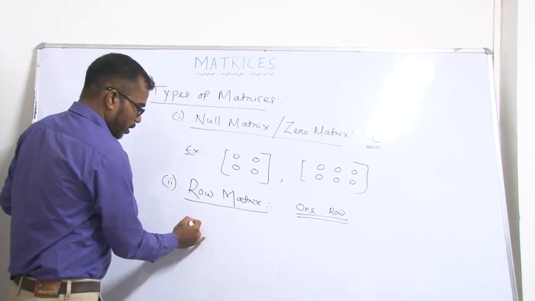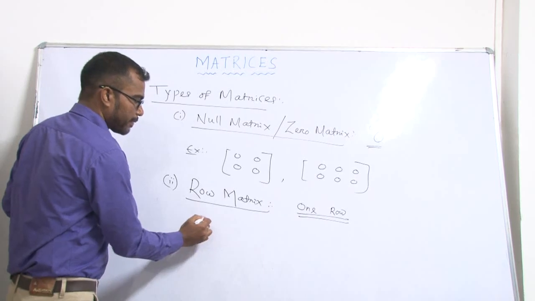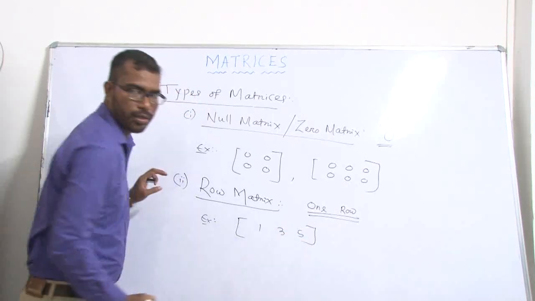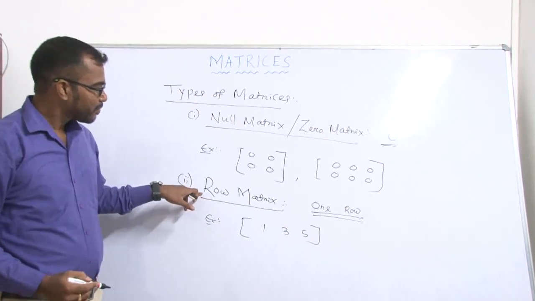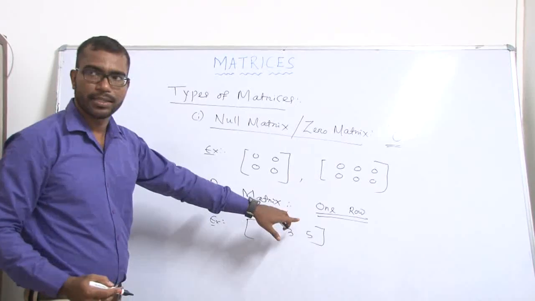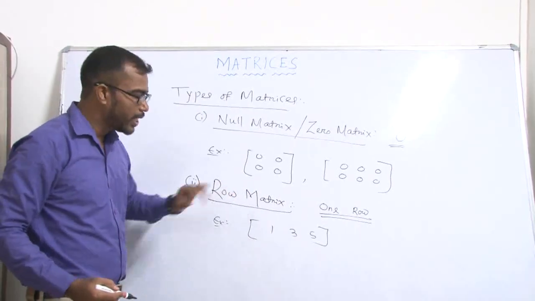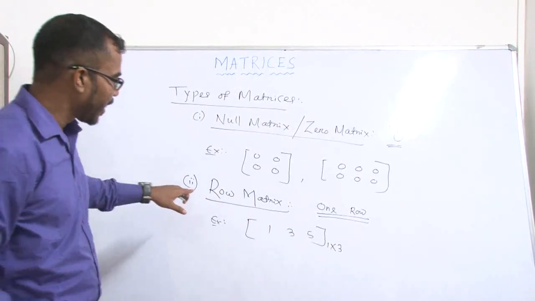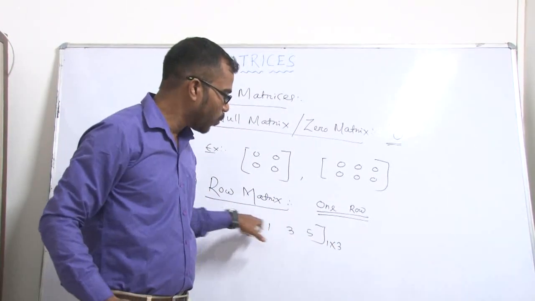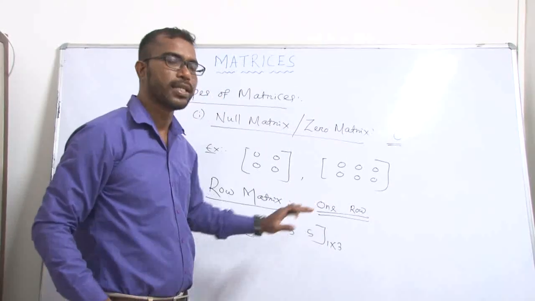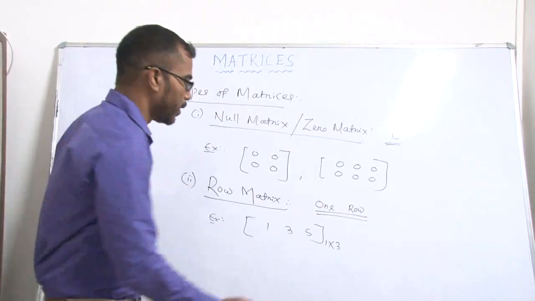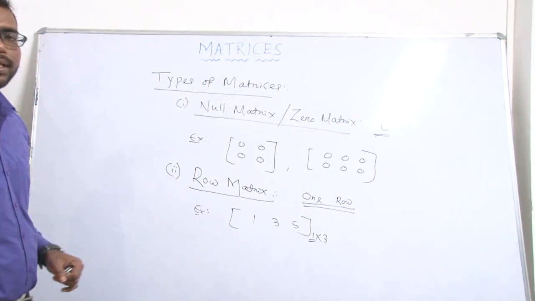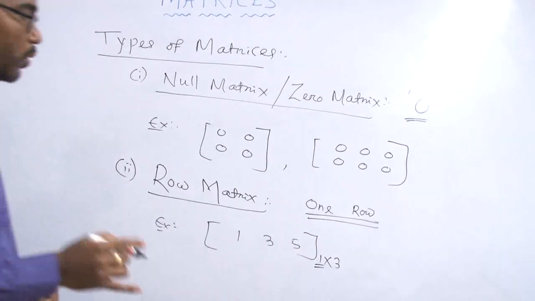That means we take some examples here. 1, 3, 5. So it is a matrix having only one row, and its order is 1 into 3. That means its number of rows equal to 1 and number of columns is 3. So its order is 1 into 3. Row matrix means it is a matrix having only one row.